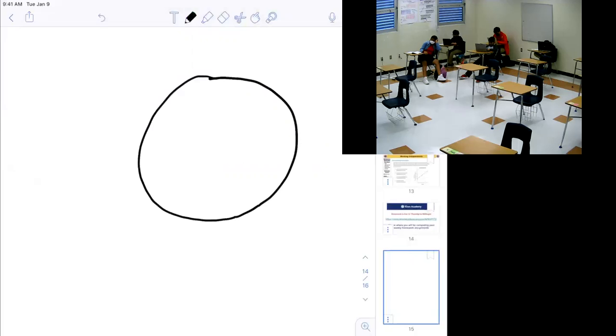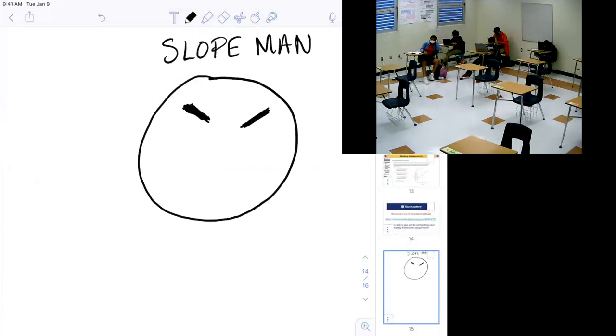So I'm gonna draw something called Slope Man. And Slope Man is gonna help you remember which one's positive, which one's negative, which one's undefined, and which one is zero. So ready? Slope Man has these eyebrows. He's kind of angry. His eyebrows tell you the direction of the line.